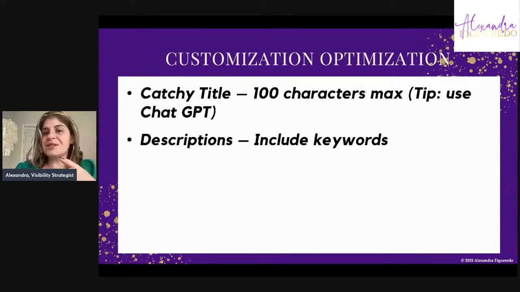The descriptions. The description has, I think, a 5,000 character limit. It's super long, so most of us are not going to get even anywhere close to that. But the important part about the description, while you're typing it out, is to try to include keywords, because everything in your description is searchable. Everything in the title and the description is searchable. So make sure that you include keywords within that description.